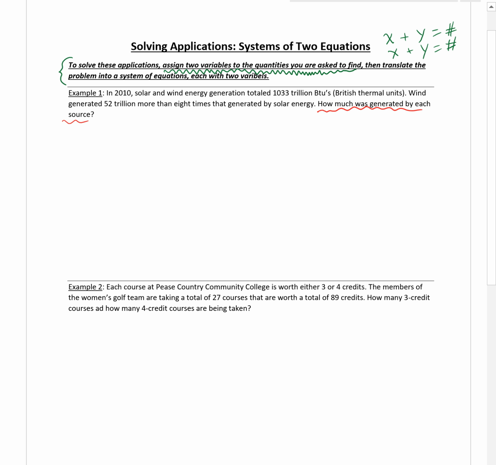I guess in the end what they want is some variable equal to the number of BTUs that one of the sources made. BTUs for solar, maybe? That's how much solar was generating. And then let something be the number of BTUs for the other type, which was wind. And this is where it's up to you. If you're a stickler for x and y, you could let solar be x and wind be y. You let x equal the number of BTUs that solar generated, and you let y be the number of BTUs that wind generated.